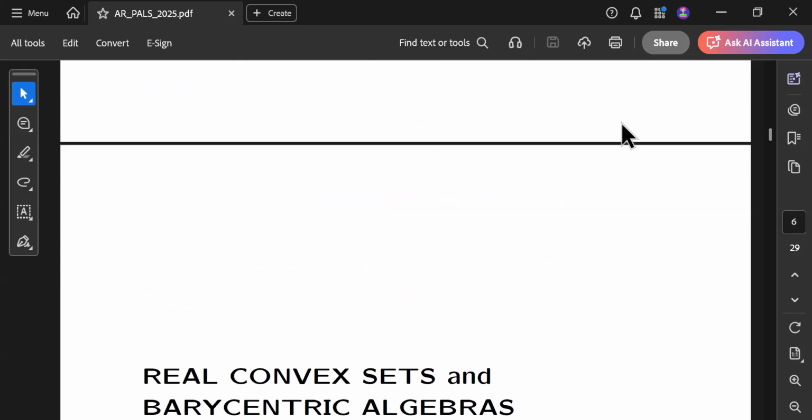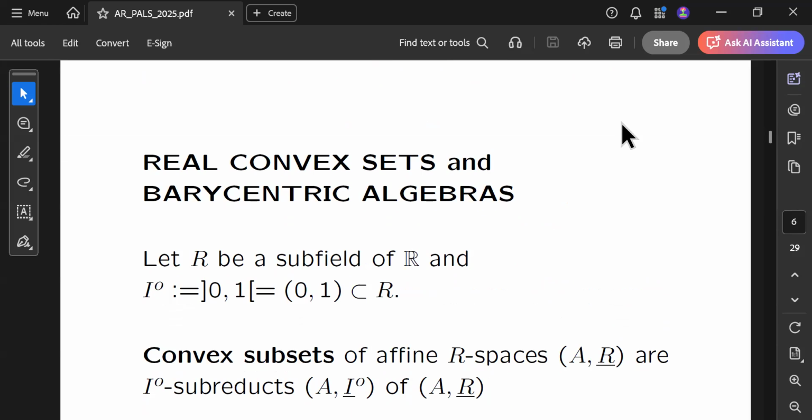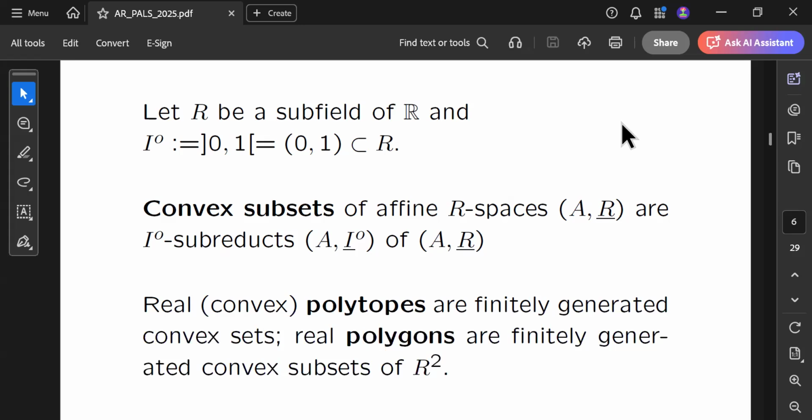Now let us go to convex sets. This time we will assume that R is a subfield of the field of reals. And convex subsets of affine R spaces are just the subreducts of these spaces with respect to binary convex combinations. That means these affine combinations with coefficients from the open unit interval. In particular, real convex polytopes are finitely generated convex sets, and these polytopes are generated by the vertices. And real polygons are finitely generated convex subsets of the real plane.